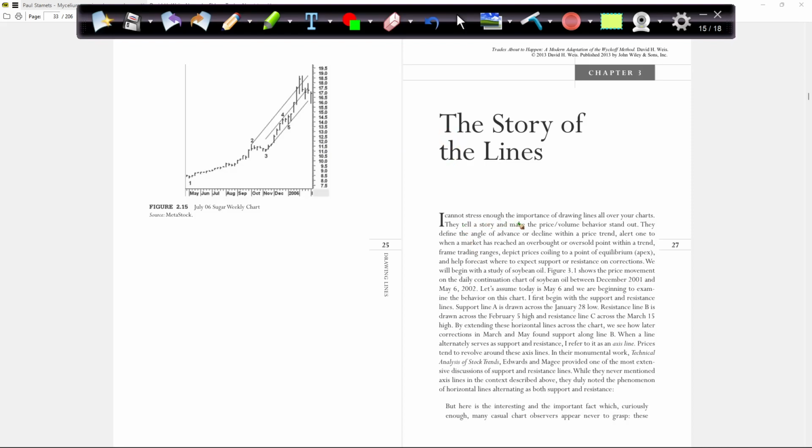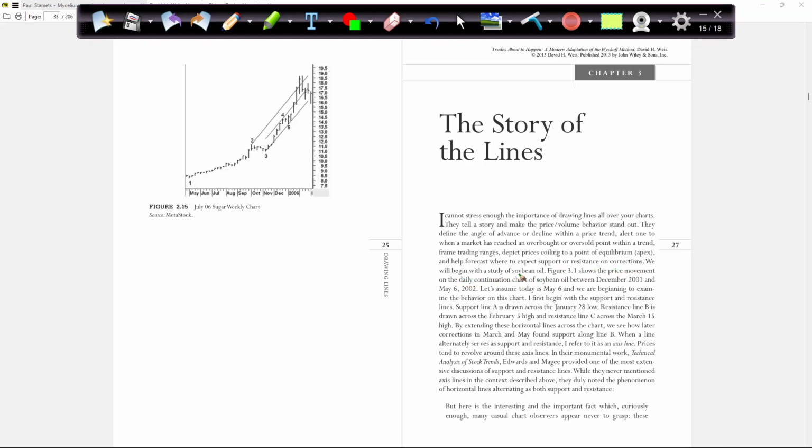I cannot stress enough the importance of drawing lines all over your charts. They tell a story and make the price and volume behavior visible. They define the angle of advance or decline in a price trend, alert you when a market has reached an overbought or oversold point, depict prices coiling to a point of equilibrium within trading ranges, and help forecast where to expect support, resistance, or corrections.